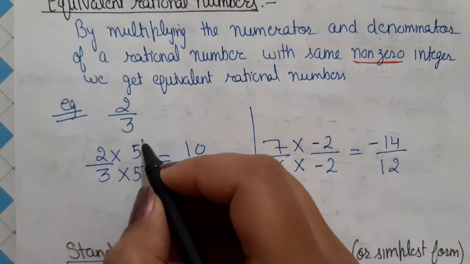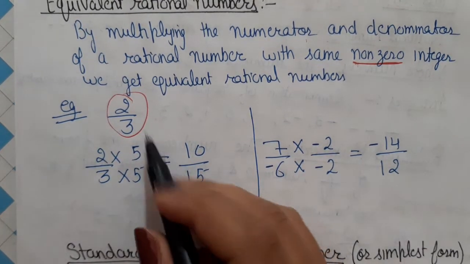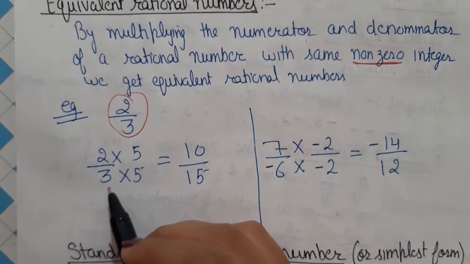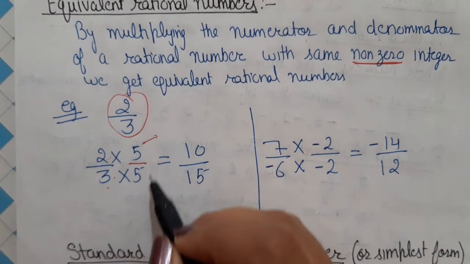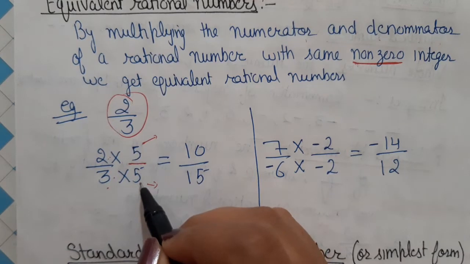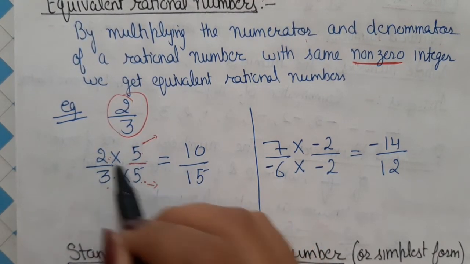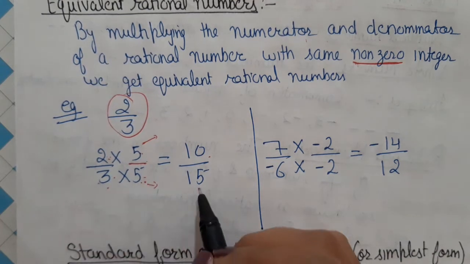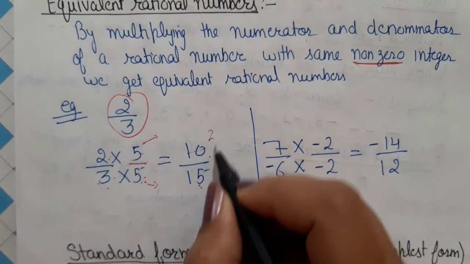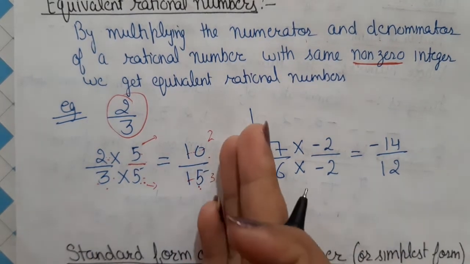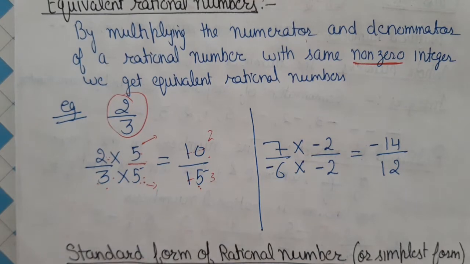For example, suppose we have 2 upon 3 and we have to find an equivalent rational number to this. So I have multiplied 2 upon 3 by the same integer, 5 upon 5. Numerator and denominator, you have to multiply both with the same number. So it becomes 5 twos are 10, 5 threes are 15. So 10 upon 15 is equivalent if you multiply the numerator and the denominator with the same number.